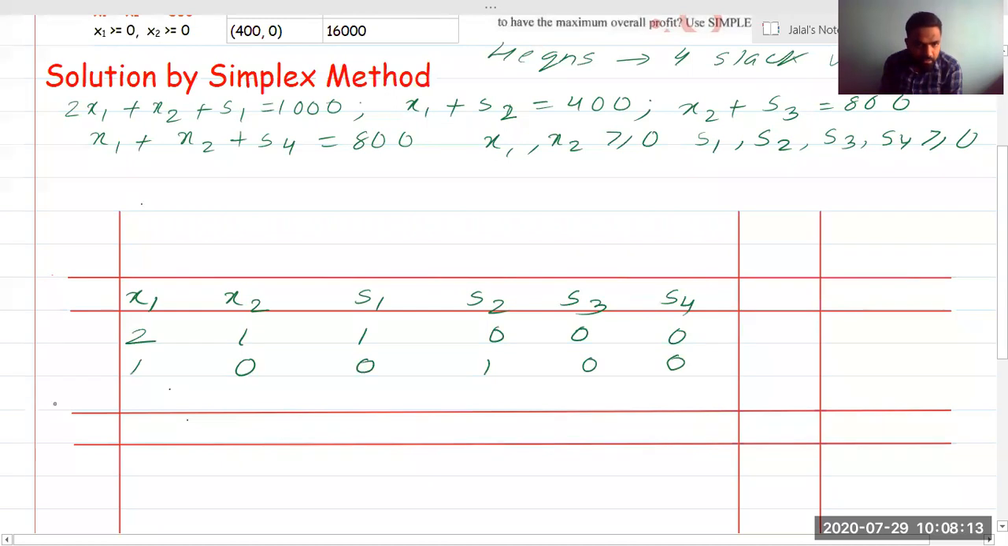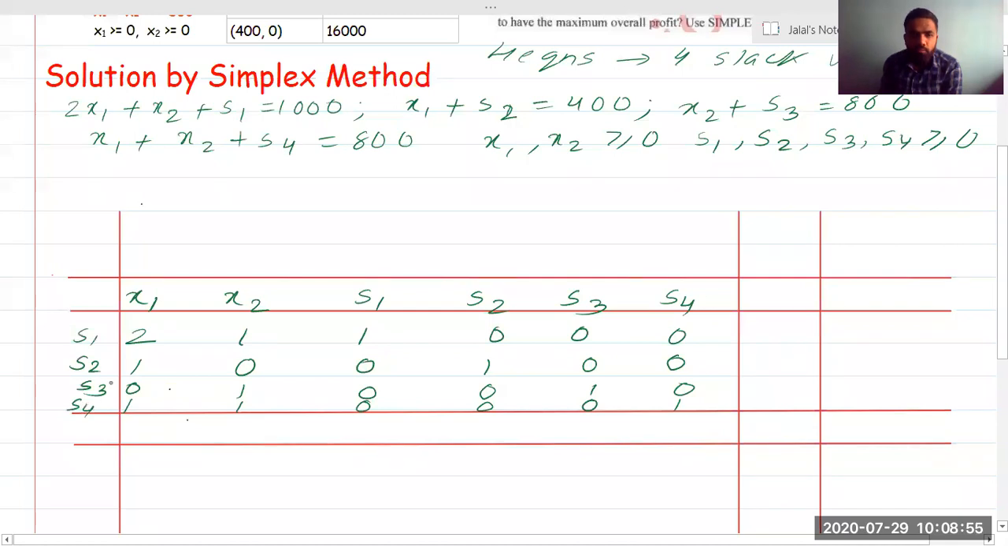Then we will go to the third equation. What is the third equation? Third equation is having 0, since there is no x1, then x2 is 1, then 0, 0, then s3 is 1, then again there will be a 0. From the fourth equation, x1 is 1, x2 is 1, then 0, 0, 0, then finally we have s4 equal to 1. So what we can see from all these equations is s1, s2, s3, s4 are forming an identity matrix of 4 by 4. So the variables that we will write here are s1, then s2, then s3, and then s4.